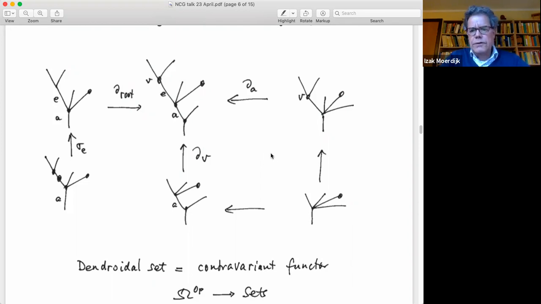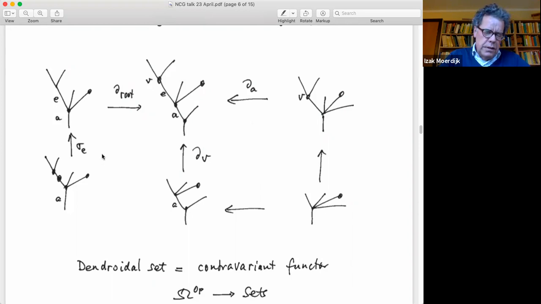And of course, there are all kinds of relations between these morphisms. I think you can imagine that if you contract A and you chop off V, these have little to do with each other. So if you do both, you get this picture and you get a commutative square.